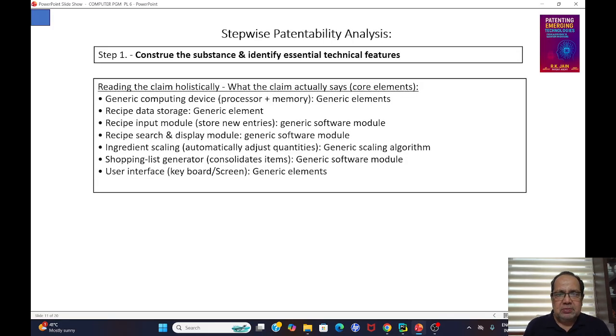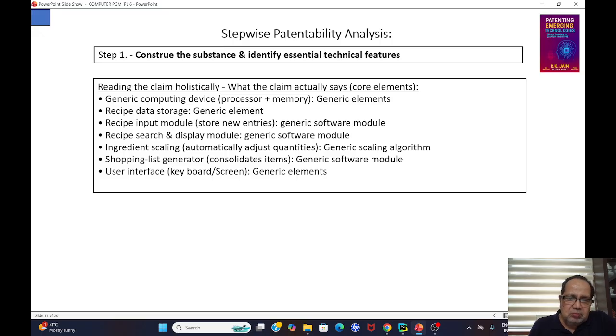Now, step 1 was to construe the substance of the claim and identify essential technical features. So we read the claim holistically and we can identify the indispensable elements of this claim. First is the computing device. It is an ordinary processor and memory, constituting generic elements. Then data storage module, again a generic element. It could be some simple memory.